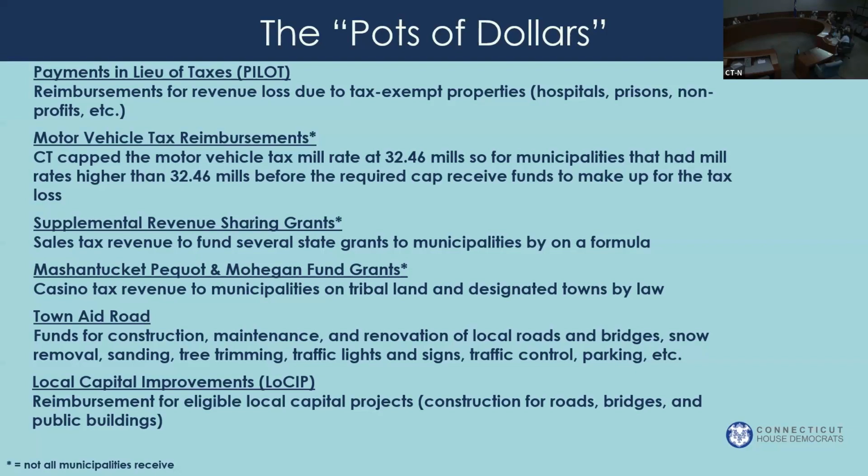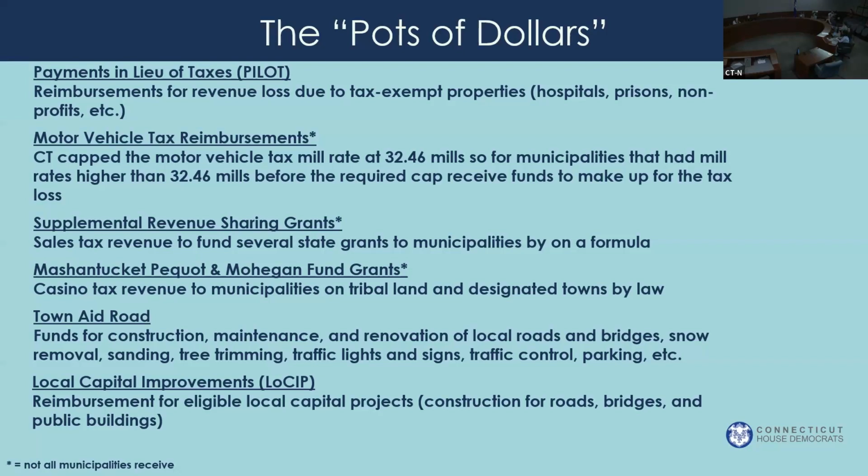You will also see Mashantucket, Pequot, and Mohegan Fund money. For the municipalities that receive this money, it is tax revenue collected from the casinos for municipalities who are on tribal land and designated towns by law. So for example, it's not just the two or three municipalities that have casinos. It's also the towns that are surrounding and have streets that are used for all the people visiting the casinos.